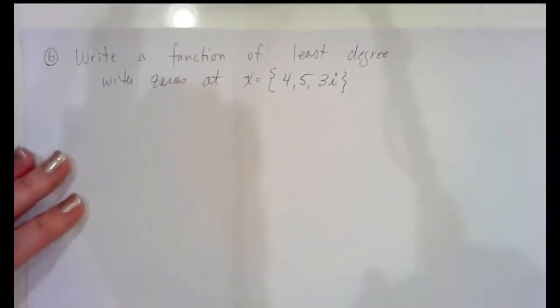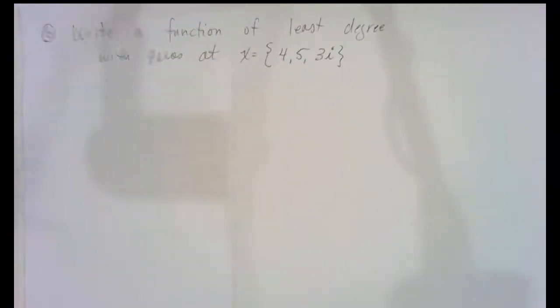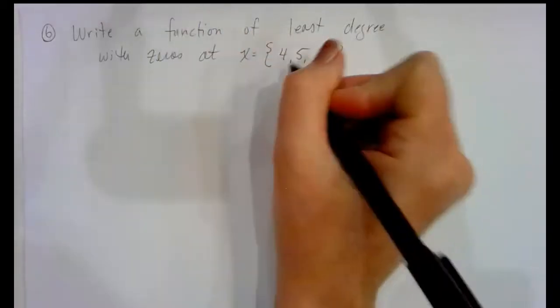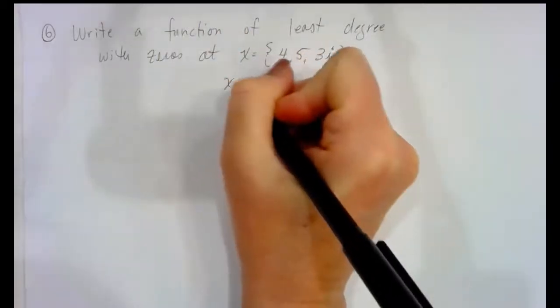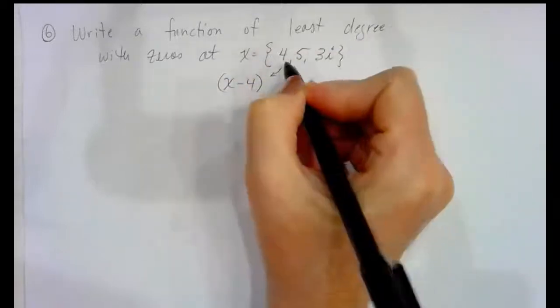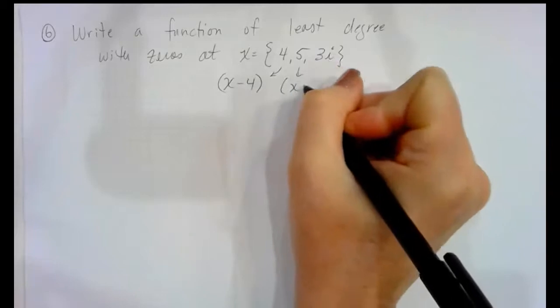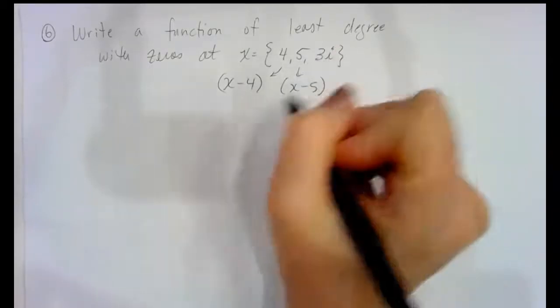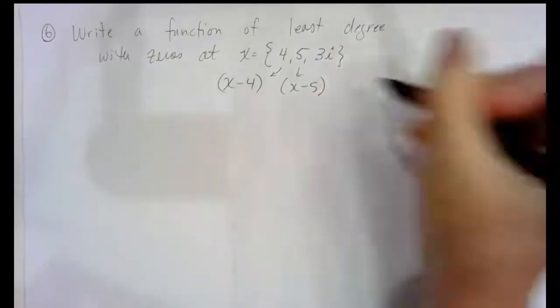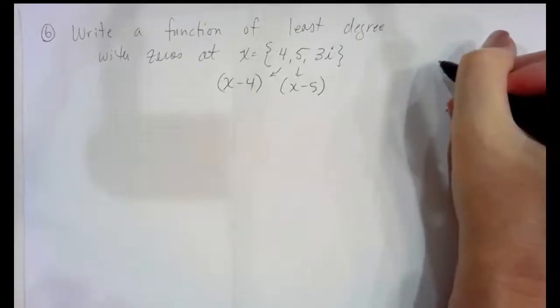We did practice this in class the other day. Write a function of least degree with zeros at x equals 4, 5, and 3i. So, first zero, x minus 4 yields the zero, positive 4. Second zero, x minus 5 yields the zero, 5. The 3i is a little bit trickier.